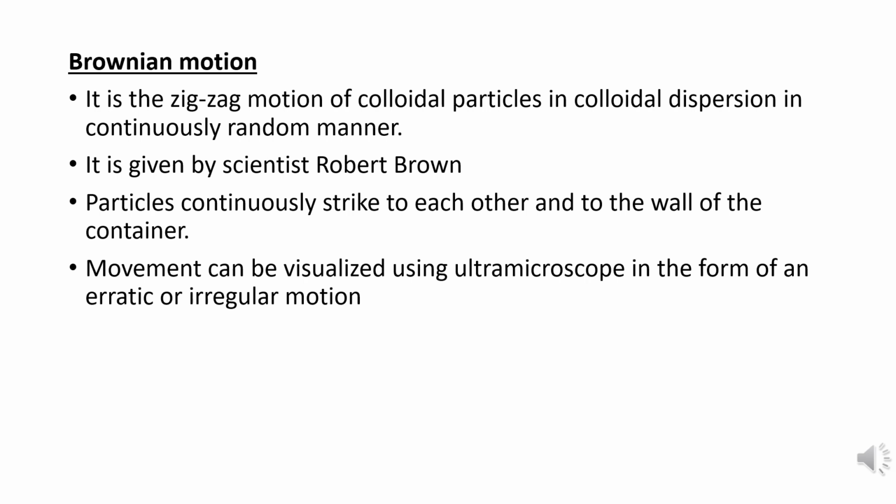This Brownian motion was discovered by a Scottish botanist known as Robert Brown. The main movement is the zigzag motion of colloidal particles. Zigzag motion means the particles move irregularly, there is no fixed direction for the movement, and they are constantly changing their movement path. For example, dust particles dancing in sunlight is an example of this zigzag movement.